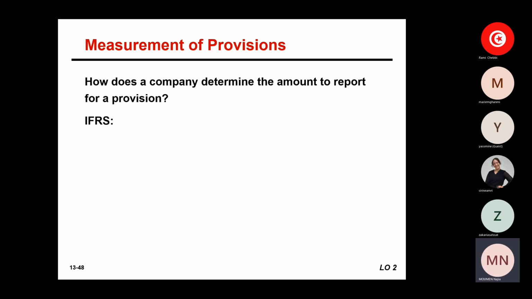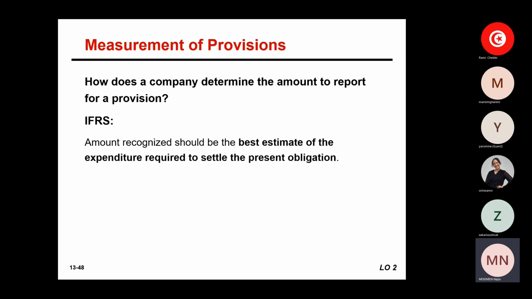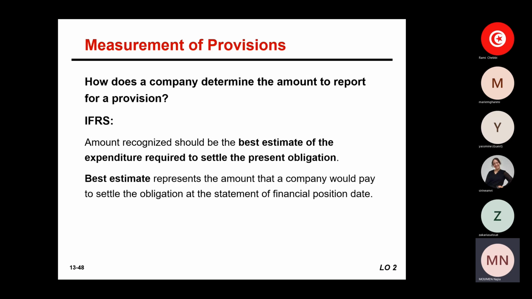So for IFRSs, when we say reliable estimate, how do we report this amount for a provision? What we mean is the best estimate of the expenditure required to settle the present obligation. So as a firm, if I have already met all three conditions and I should report a provision within the liability section, I should be able to present the best estimate of the expenditure required to settle the present obligation.